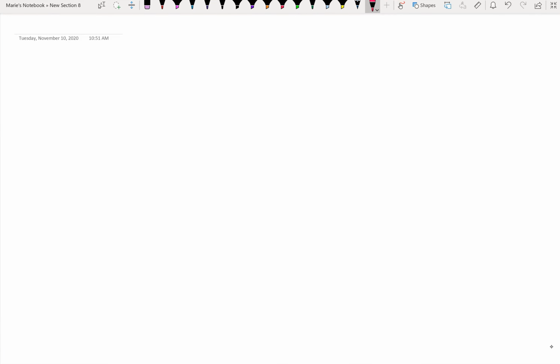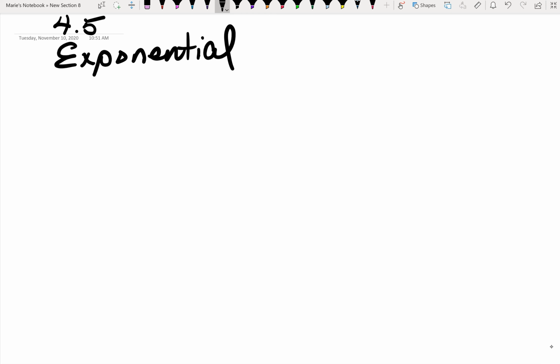So today we're covering section 4.5 in the textbook, and we are going to review exponential and logarithmic functions. So 4.5, exponential and logarithmic. I'm just going to put log functions, f of x. All right, so we're going to look at some rules that relate to this.